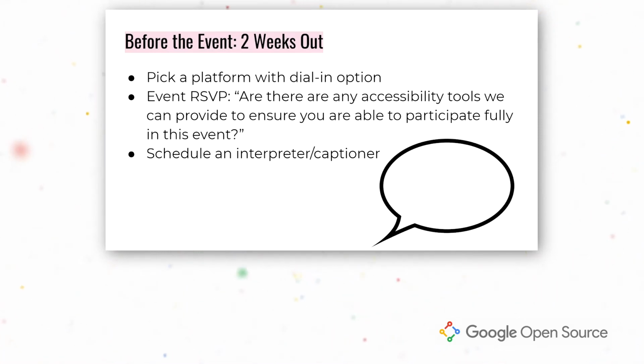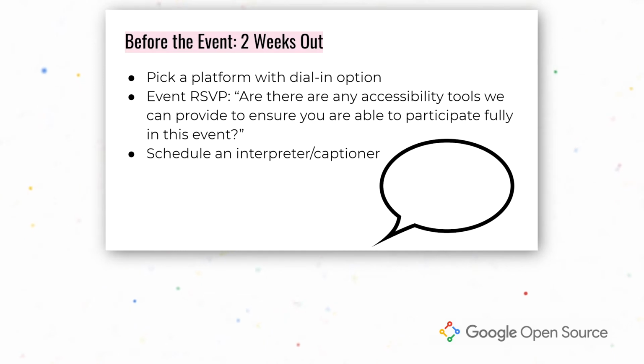Another thing you need to do a couple weeks out from your event is schedule an interpreter and/or a captioner. So there's kind of a hierarchy of these things that I like to think about. If you're able to schedule an interpreter and a captioner, you absolutely should. The only thing that really limits organizations from doing both is budgetary restrictions. But if you're able to do both, you totally should, because both are really helpful.